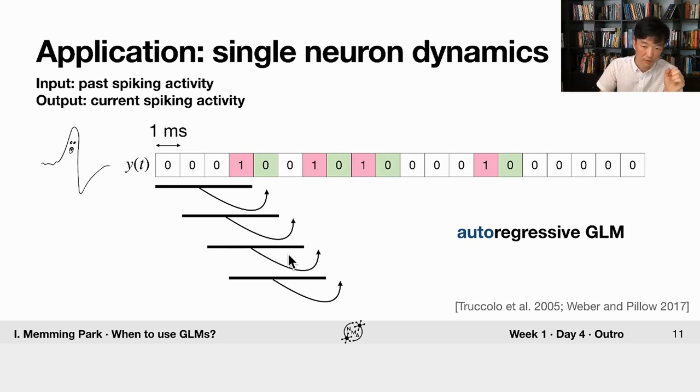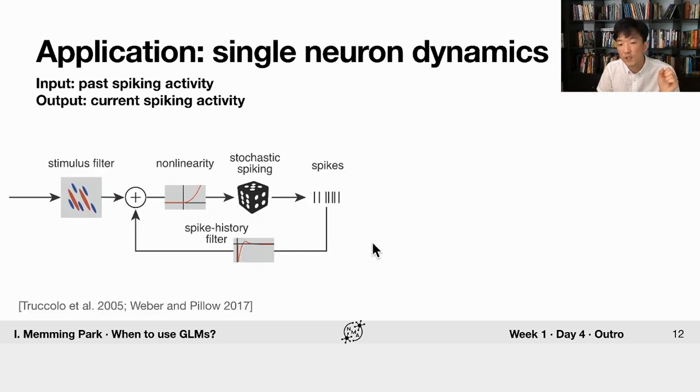Auto meaning yourself, right? So let's write this in diagram form. It's simply adding one more arrow here. This is the previous LNP model. You have some stimulus-derived input, some nonlinearity, some Poisson spiking. And whenever it spikes, you're going to modulate your own firing rate through the spike history filter. If the spike history filter is strongly negative, it's going to say after a spike, subtract a large number from the firing rate, making your firing rate less.